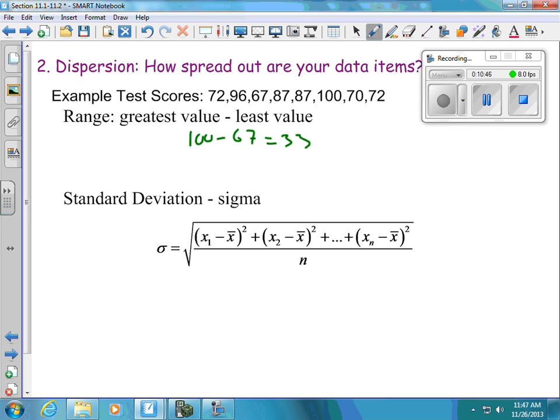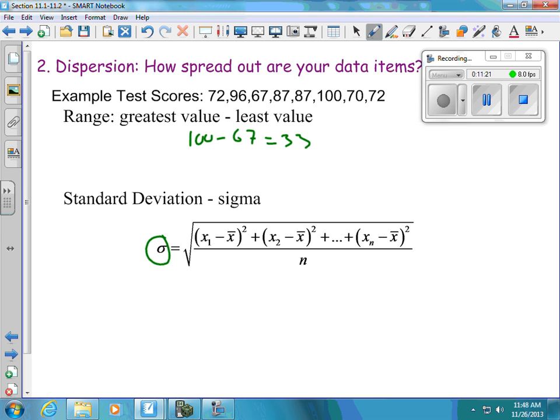So the range, this is a dispersion now because it says how spread out is the data. What's the difference between the largest and the smallest value? That's the range. Standard deviation, that's the sigma. See the symbol right here, the sigma? Looks like an O with a hat bill sticking out. Well, what this formula is, you take each of the x values, subtract the average from them, square them, add all of them together after you square those differences, and divide by the number of data values there.